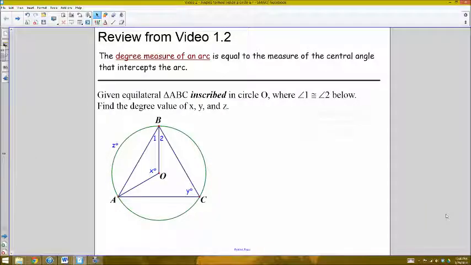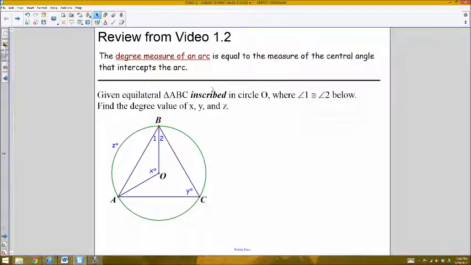In the previous video, we learned that the degree measure of an arc is equal to the measure of the central angle that intercepts that arc. Well, in this video, we're going to look at what's called inscribed angles. To understand the relationship between an inscribed angle and the arc it intercepts, let's look at this example. Given triangle ABC inscribed in circle O, where angle 1 is congruent to angle 2, let's find the degree measures of x, y, and z.